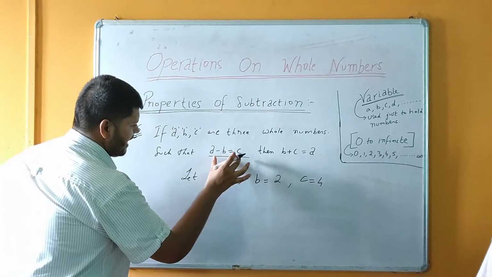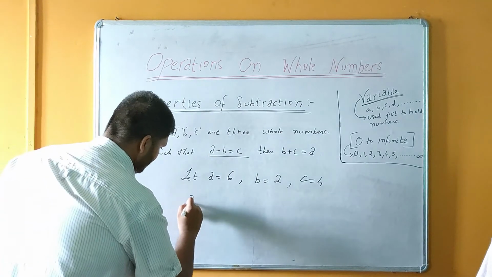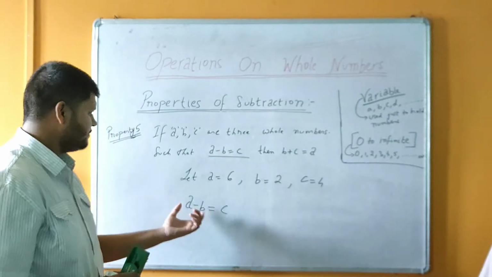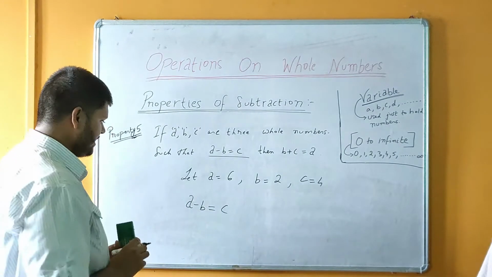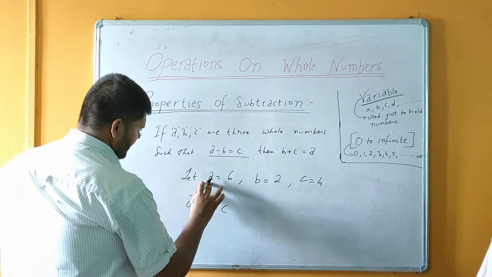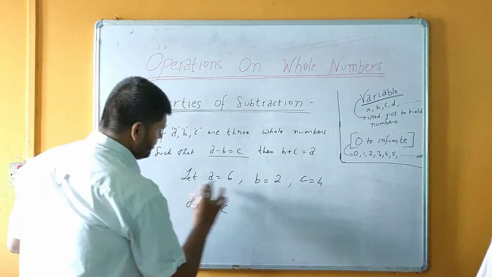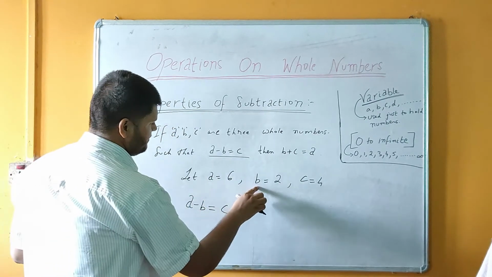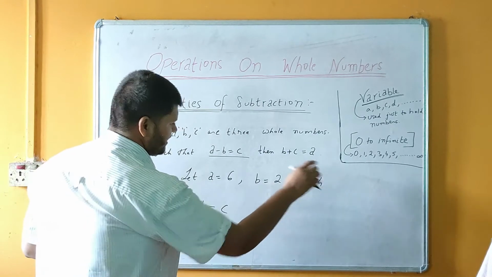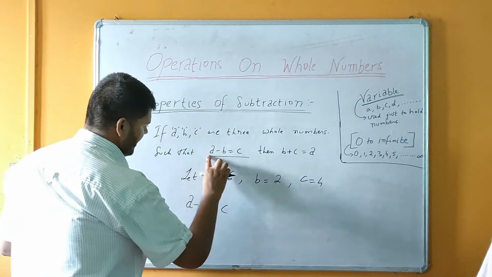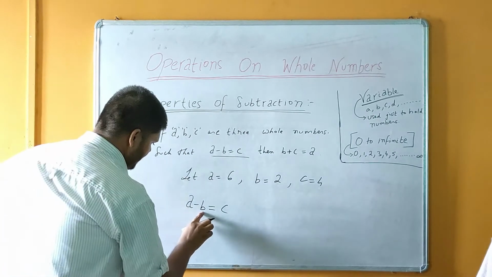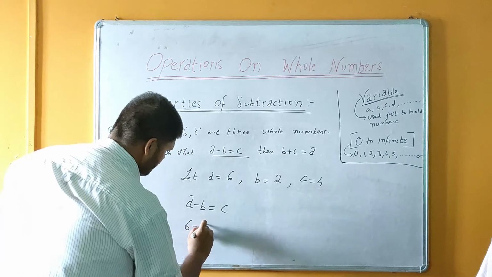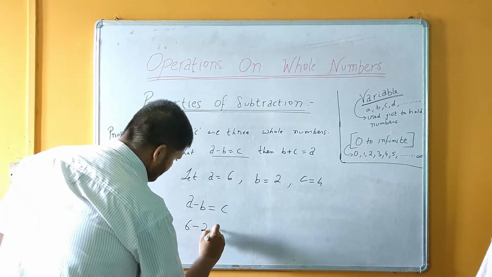So first of all we will look at this expression. A minus B equal to C. We have to prove that A minus B equal to C. So let's do it over here. I have pre-assumed the values for A, B and C. A I have taken as 6 and B I have taken as 2. For C I have taken 4. So I will perform this expression first. A minus B. A is 6, B is 2. So 6 minus 2 is nothing but 4.